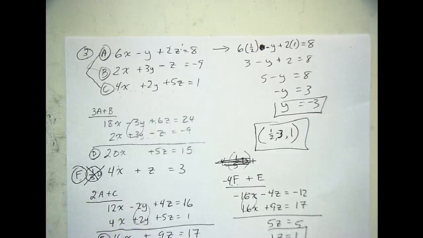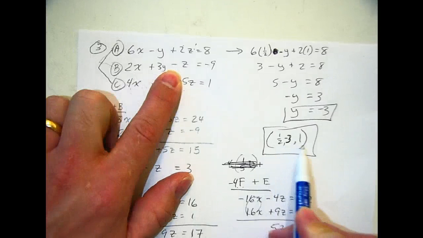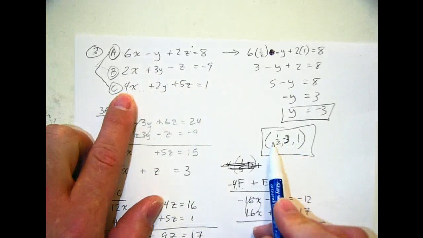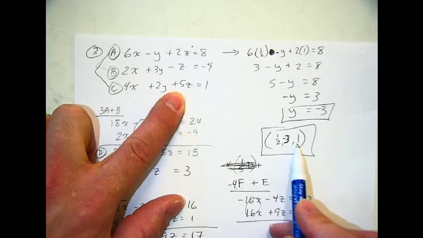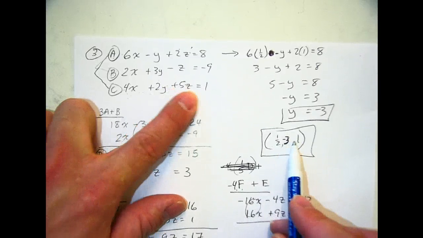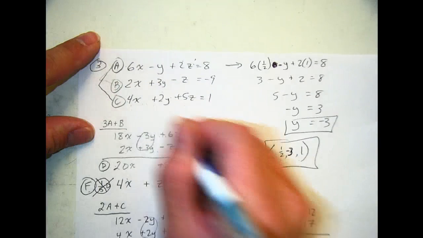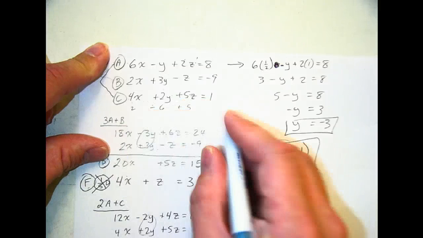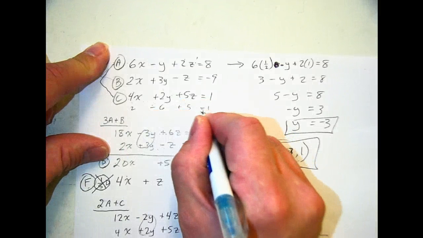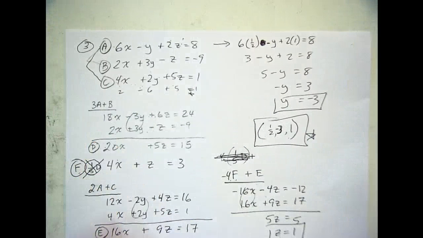We know it works in A, check them in B and C. Make sure that we're clear on how to check, right? 2 times 1/2 is 1, minus 9, plus 1, so negative 9, that works. 4 times 1/2 is 2, negative 6, plus 5, so that's negative 4 plus 5 equals 1. So we're good. So double checking. Thank you for helping me. All right, this is a good answer. Make sure you know how to check your work.